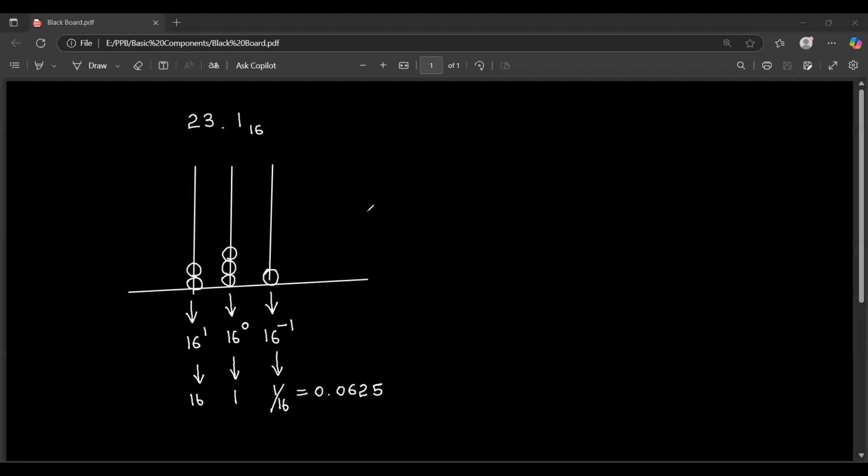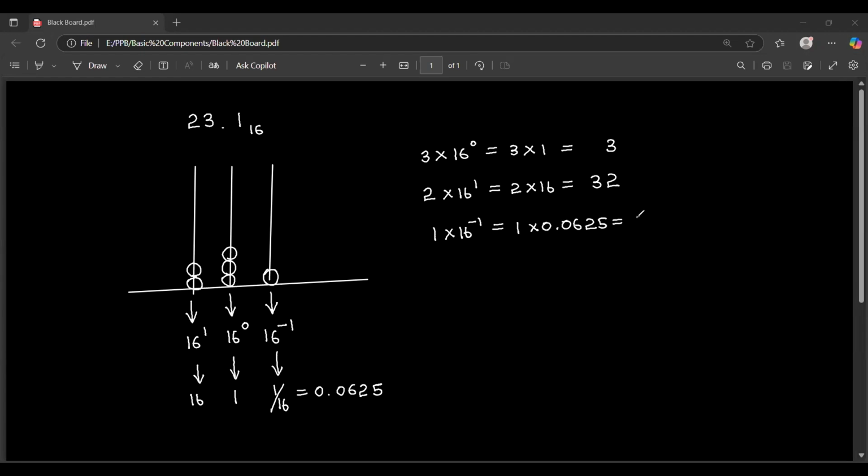0.0625. Okay. So now what we have to do is, since we have 3 for 16 to the power 0, we can write down 3 into 1, which is equal to 3. Then we have 2 for 16 to the power 1, so it will be 2 into 16, so 32. Then we have 1 at 16 to the power minus 1, so it will be 1 into 0.0625, which is 0.0625. Okay. So the final answer, if you add these three, will be 35.0625 to the base 10.